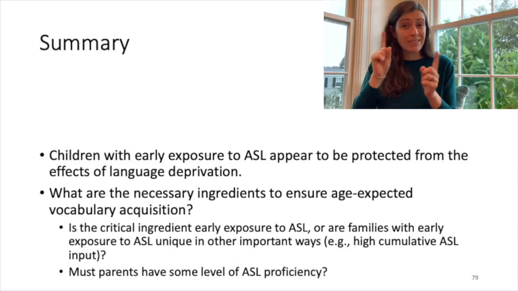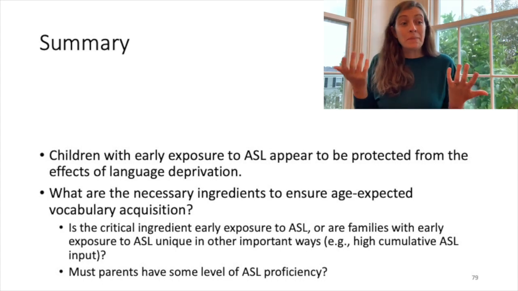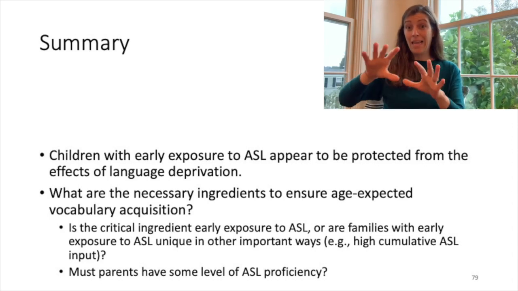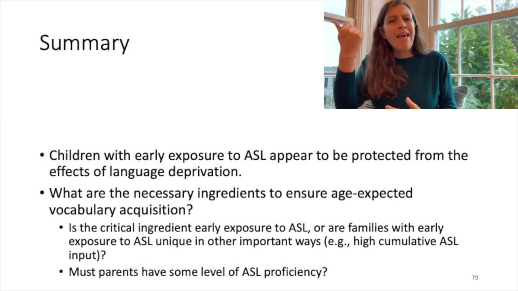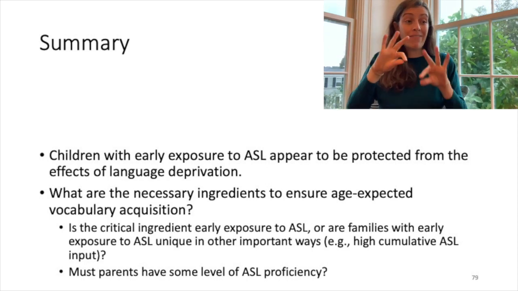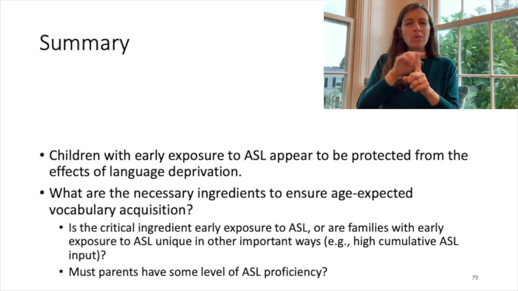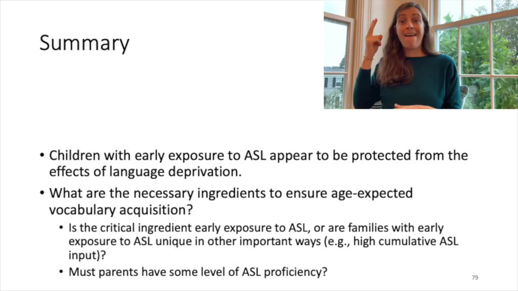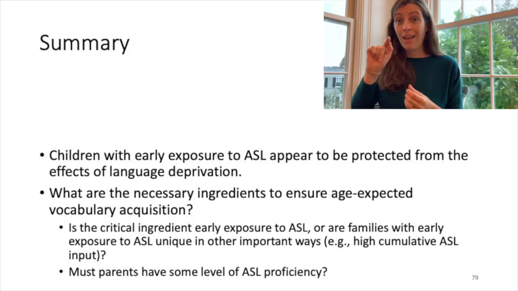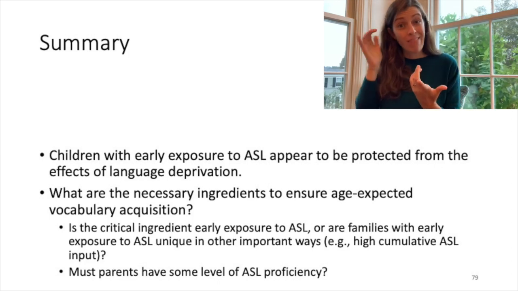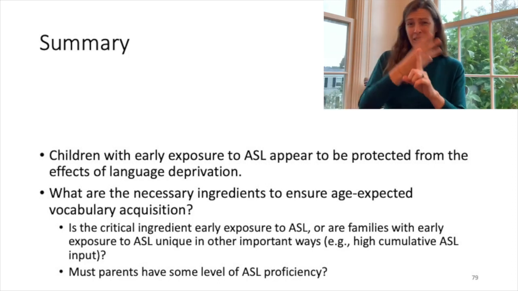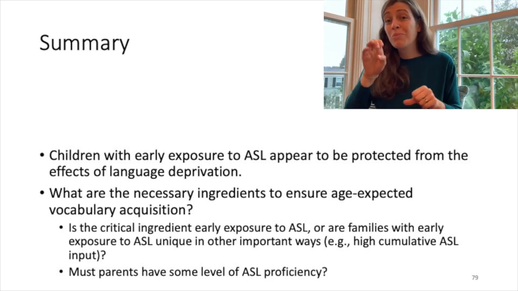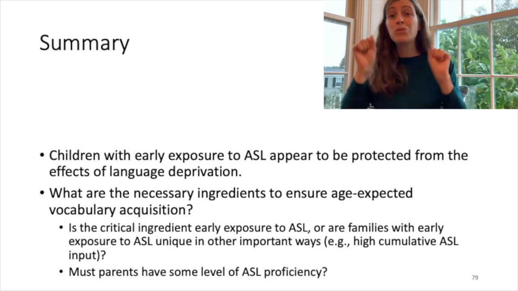We still don't know what the necessary ingredients are for ensuring age-expected vocabulary acquisition. Is it the case that there's some magic about being exposed to ASL by 6 months, or is it that there's something unique about these families who begin signing before 6 months that is really what the driving factor here? For example, these families have high cumulative ASL input, and that may be really what's driving the effect here.